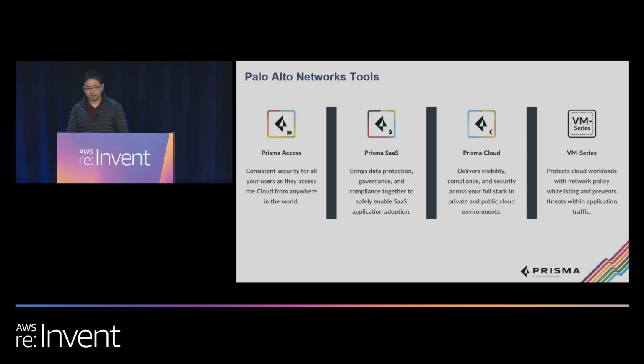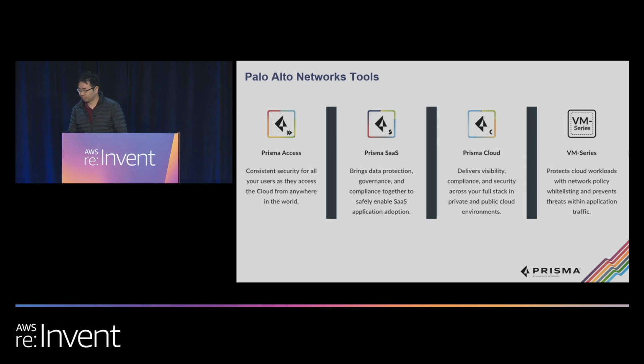Prisma SaaS is a cloud service security broker that sits between users and cloud services. All the communication, all the API queries between users and the cloud service, are inspected by Prisma SaaS, and very granular security control can also be enforced to restrict the APIs that each individual user can query in the cloud service.